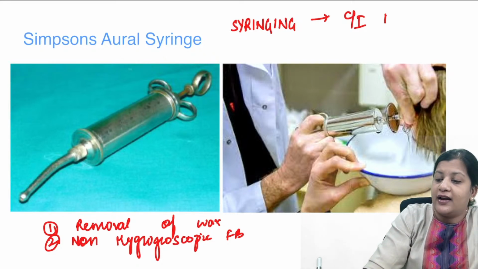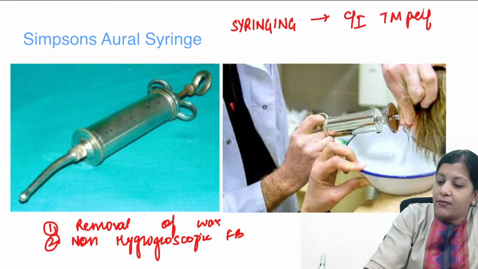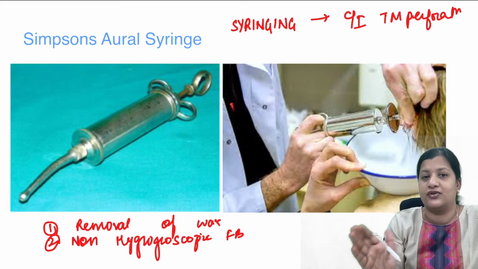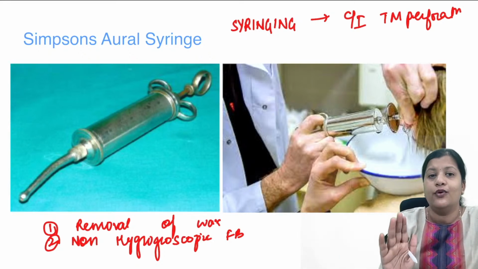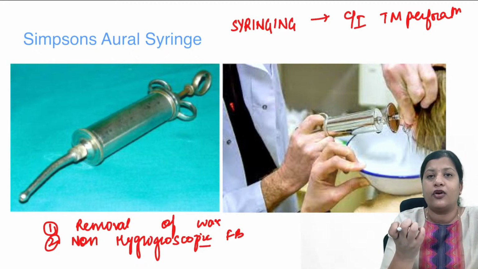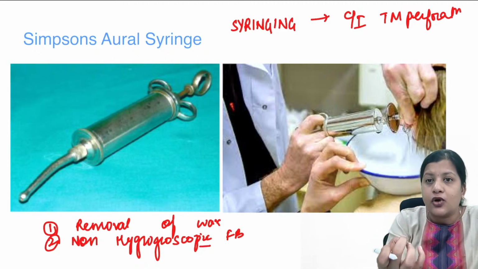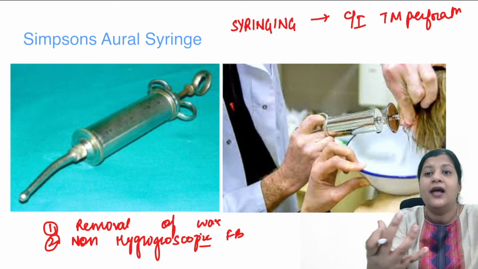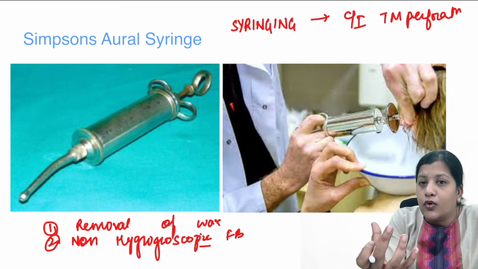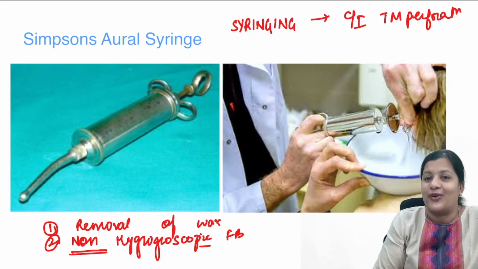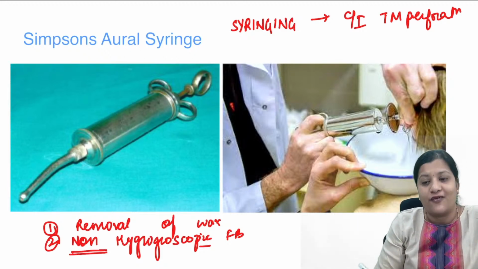It is contraindicated whenever there is a tympanic membrane perforation, and especially if you have an active discharge, you should not use this. So this is important that you should know. It should not be used in hygroscopic, meaning water absorbing foreign body, because if you do syringing, it will absorb water and make the foreign body swell, and it will occlude the canal more. So you should do syringing only for non-hygroscopic foreign body. It should be used for removal of wax.